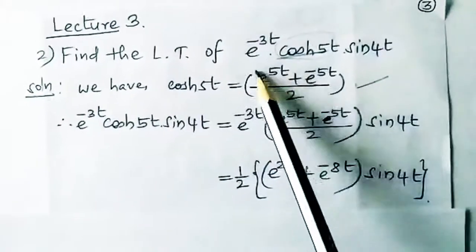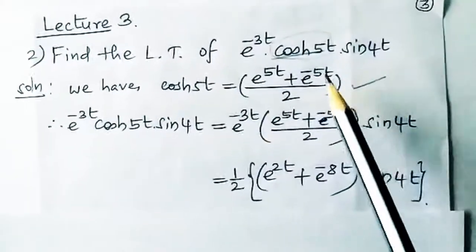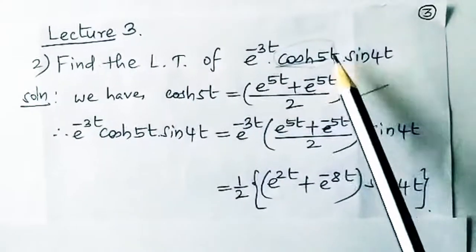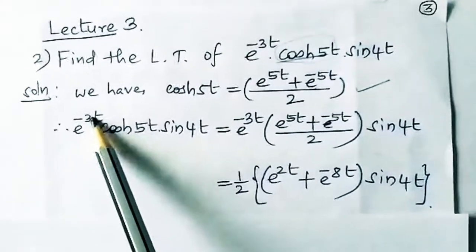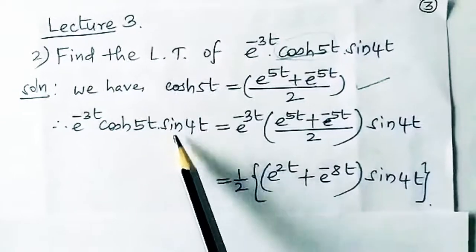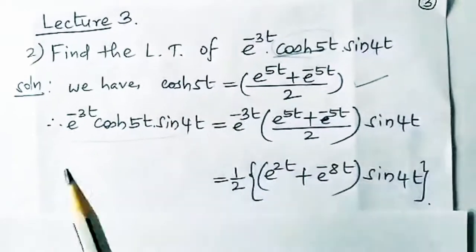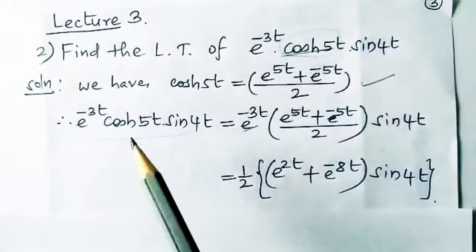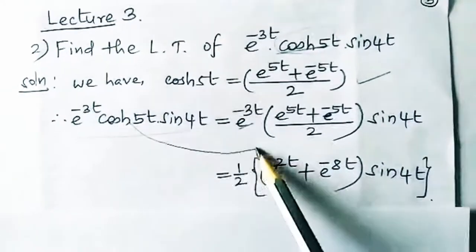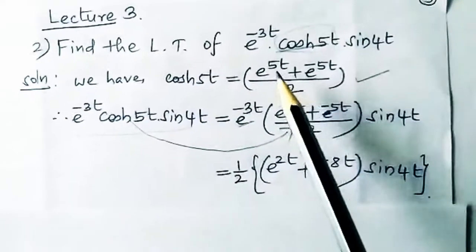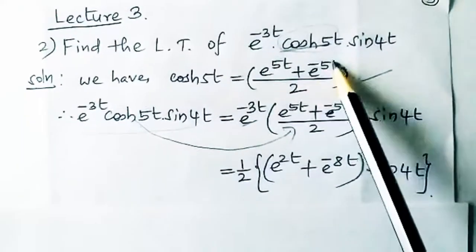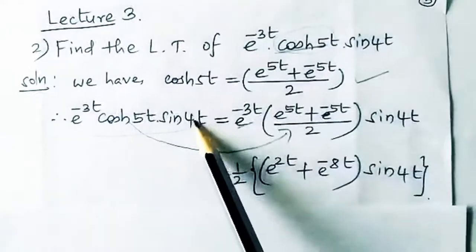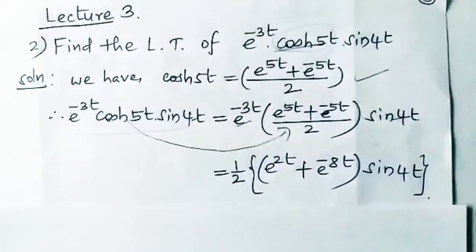So whatever simplified form we have expressed now, we can resubstitute here. That is e to the power of minus 3t cosh of 5t sin of 4t. This is the given function. So e to the power of minus 3t we can keep as usual, and cosh of 5t can be expressed as e raised to 5t plus e raised to minus 5t divided by 2, and this sin of 4t we can write as usual.